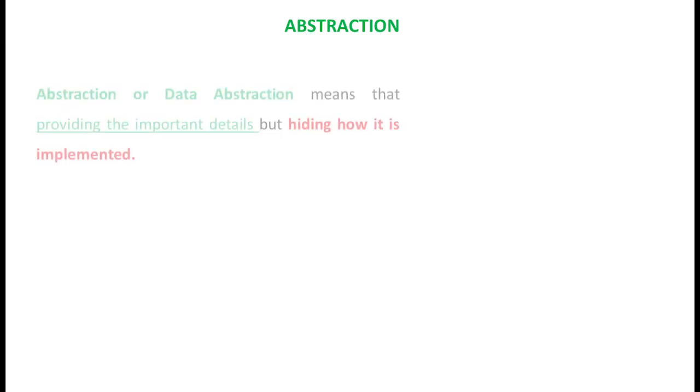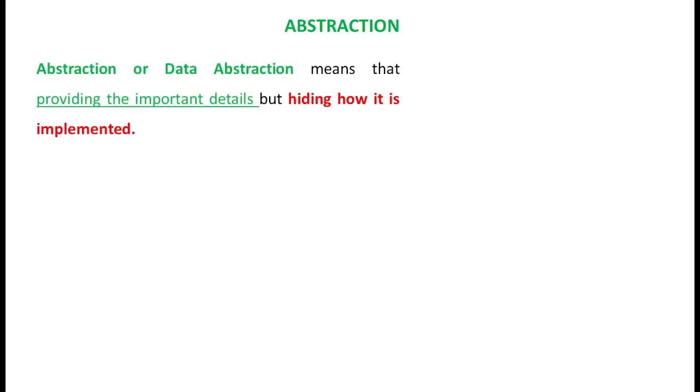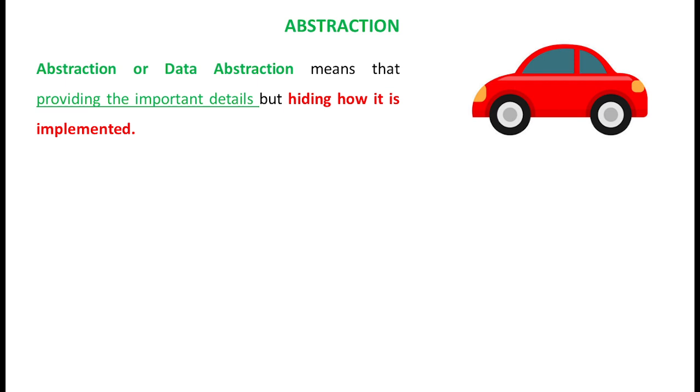So abstraction, what is the meaning of abstraction? It is about providing the important details of an object instead of how the object implements its behavior. If you consider a car as an object, we know the cc of the car, the number of people who can sit in it, and other features like maximum speed and fuel capacity. We can get this kind of information.